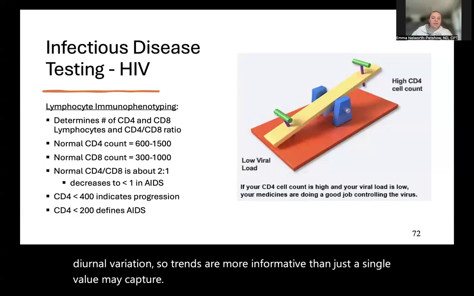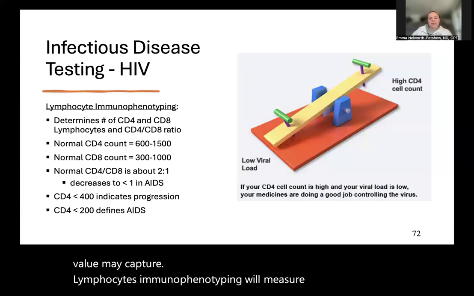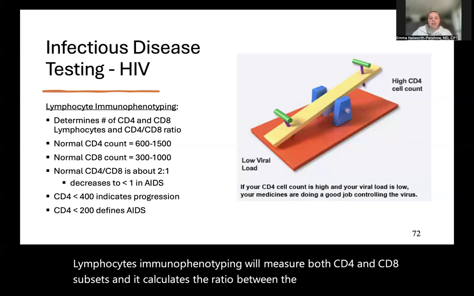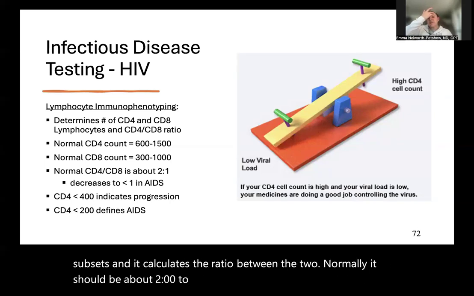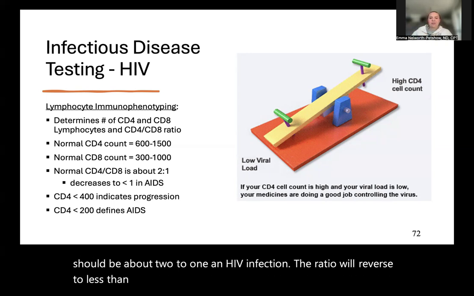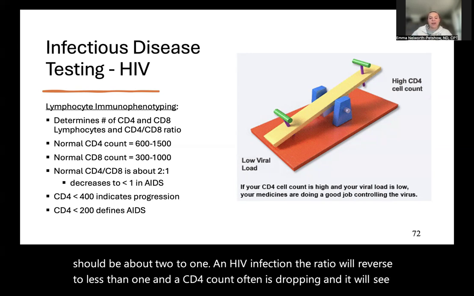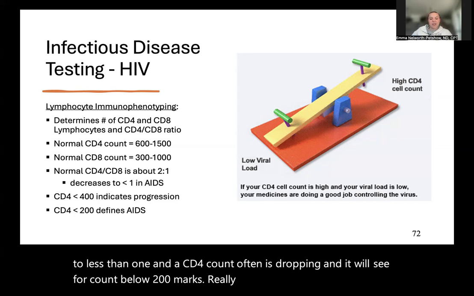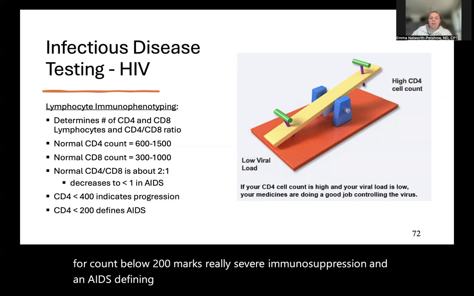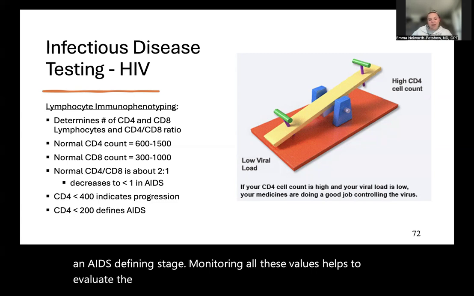Lymphocyte immunophenotyping will measure both CD4 and CD8 subsets, and it calculates the ratio between the two. Normally, it should be about 2 to 1. In HIV infection, the ratio will reverse to less than 1, and the CD4 count often is dropping. A CD4 count below 200 marks really severe immunosuppression and an AIDS defining stage. Monitoring all these values helps to evaluate the efficacy of therapy and detect treatment failure early on.